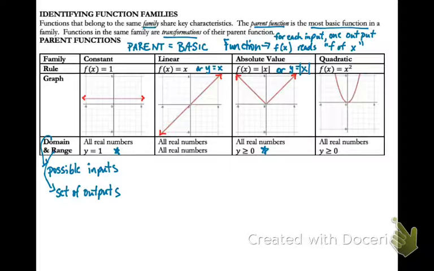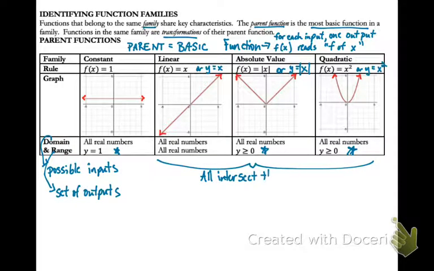Quadratic function is f of x equals x squared or y equals x squared in equation form, and that's what the graph looks like. We call that a parabola. You can plug in any real number for x into this equation and you will get only positive or 0 values out. Now, a few things that I'd like to point out is with linear, absolute value, and quadratic functions, notice that they all intersect the origin, 0, 0.